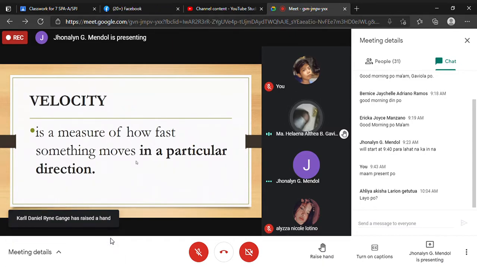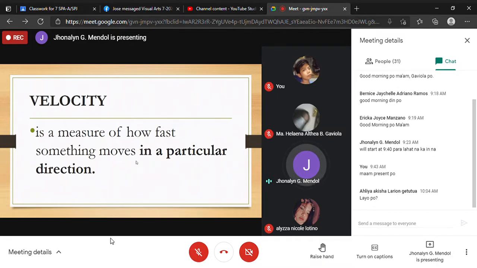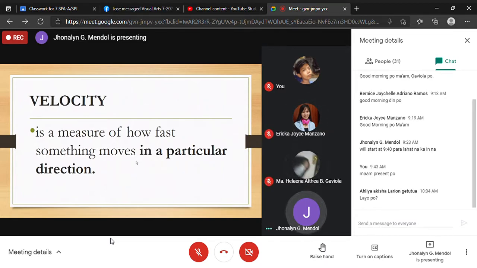Velocity has a direction po. Okay, very good. Velocity again has a direction. So therefore, does velocity fall to scalar or vector quantity? Vector quantity po. Okay, very good. Because it has again a direction, therefore it falls to vector quantity. Okay, did you get it? Yes po. Okay, so let's take the example of a while ago. 30 kilometers per hour, that is speed, right? How will you make it into velocity?